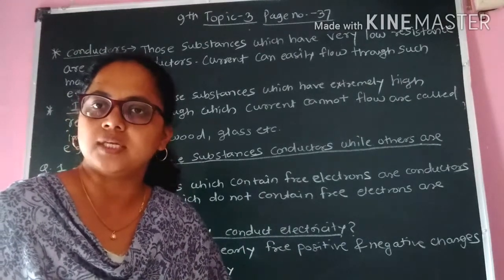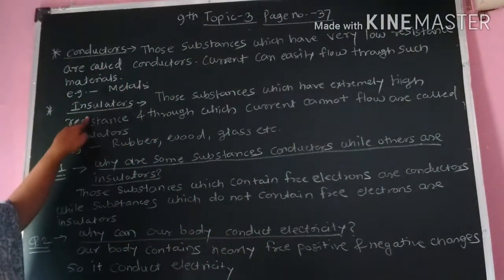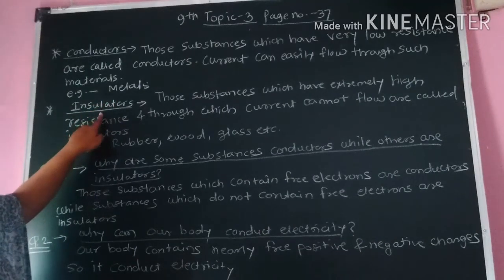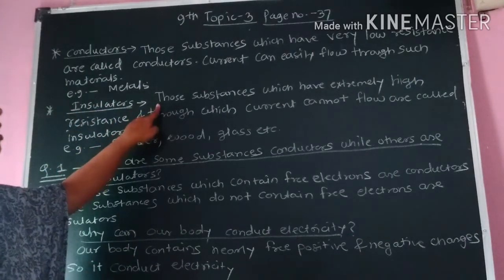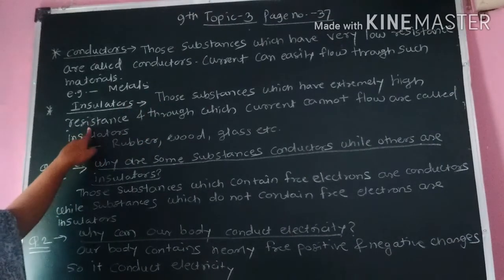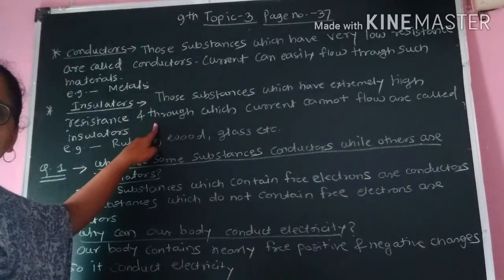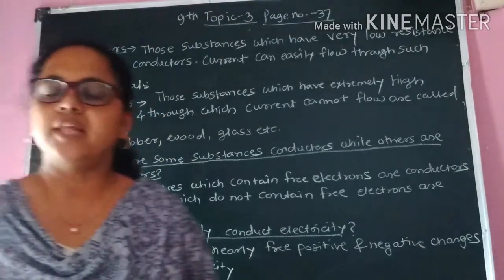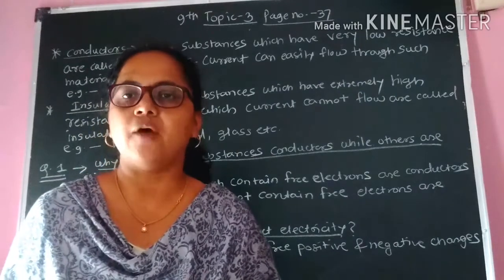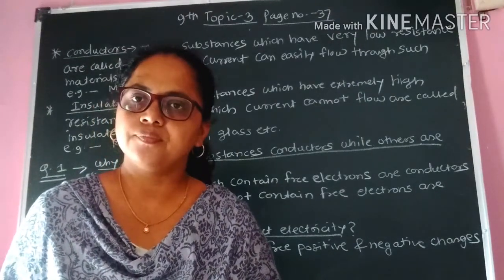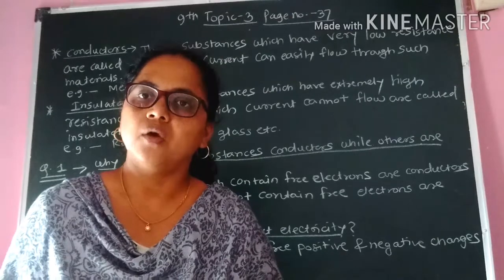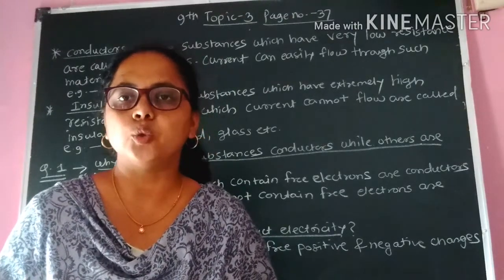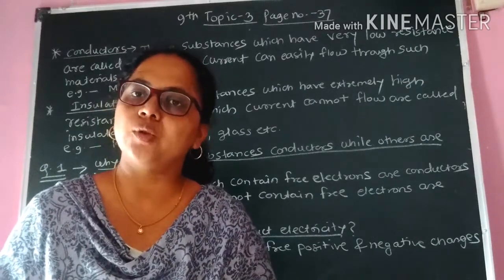Now the next definition is insulators. The example of a conductor is metals. What is meant by an insulator? Those substances which have extremely high resistance and through which current does not flow. They oppose the flow of current by a very large amount, that is, they do not allow current to pass through them. These are called insulators.